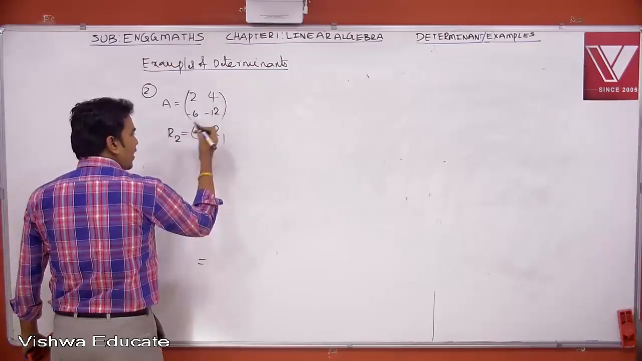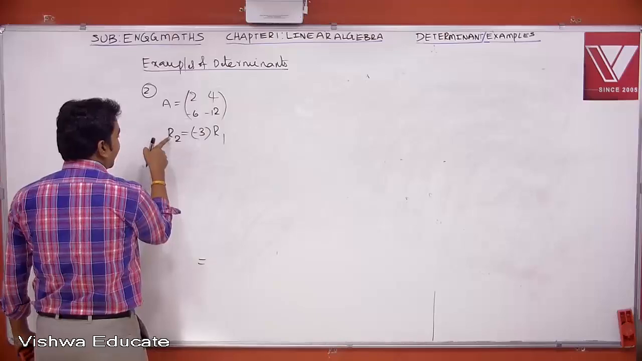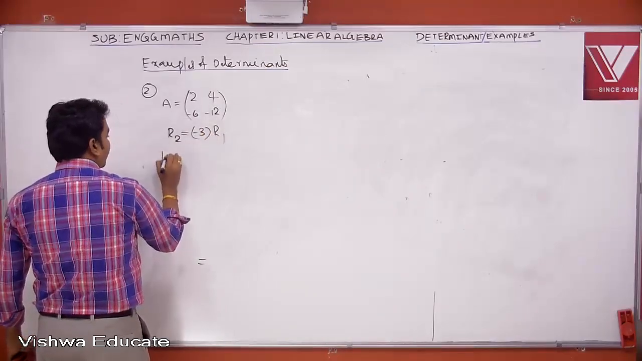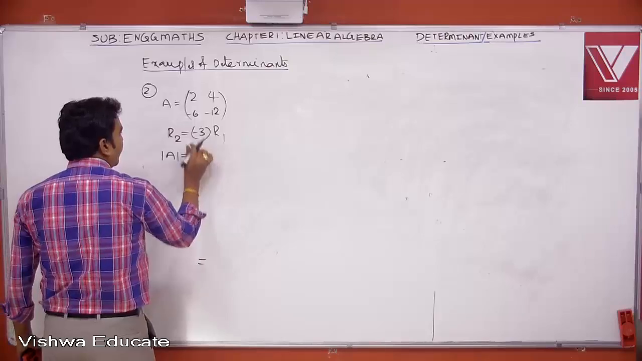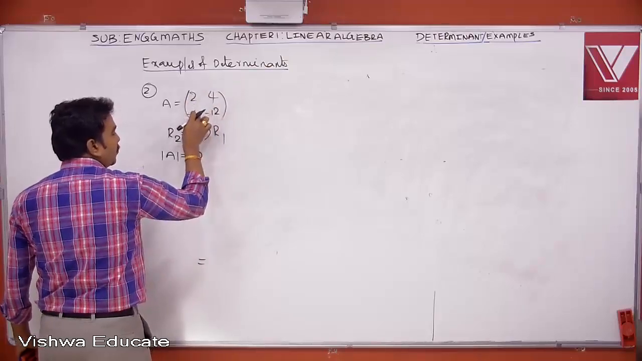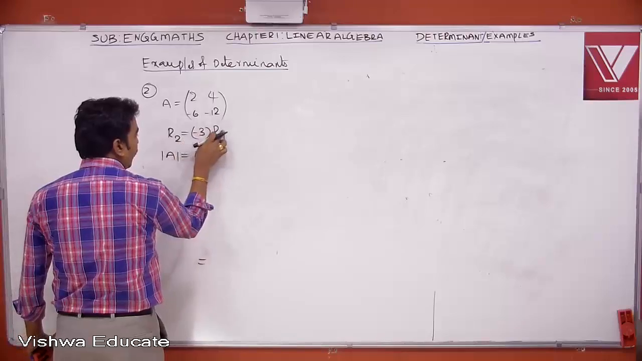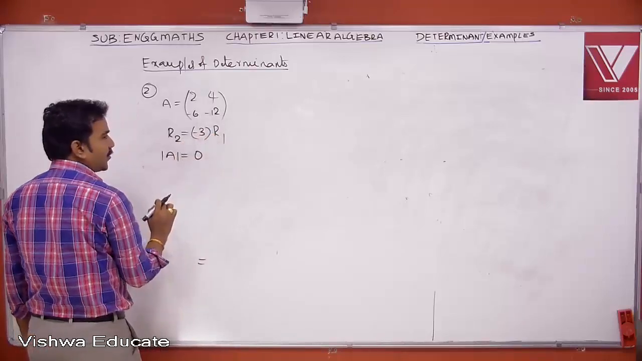So minus 3 is a randomly selected number. So here one row is a constant multiple of another row. Now in this case det A becomes 0: this into this minus this into this. So therefore, since one row is a constant multiple of another row, its det is 0.